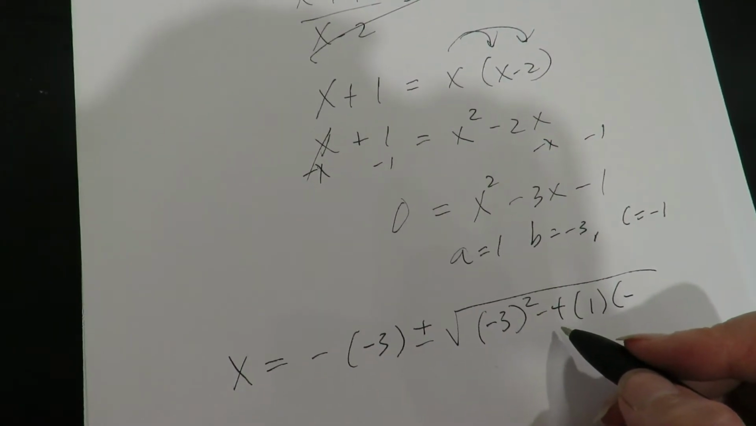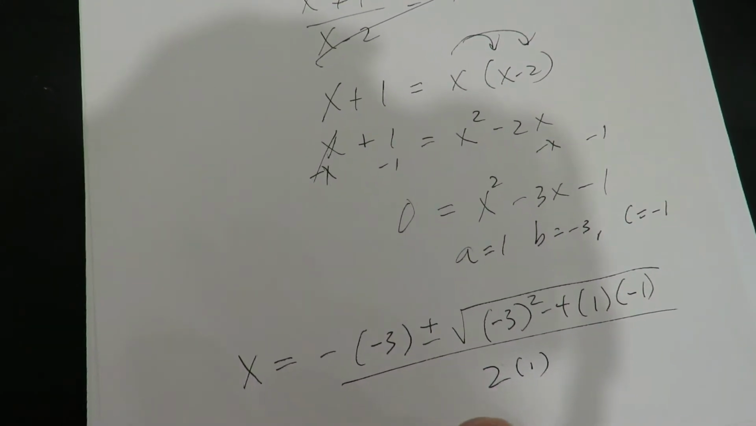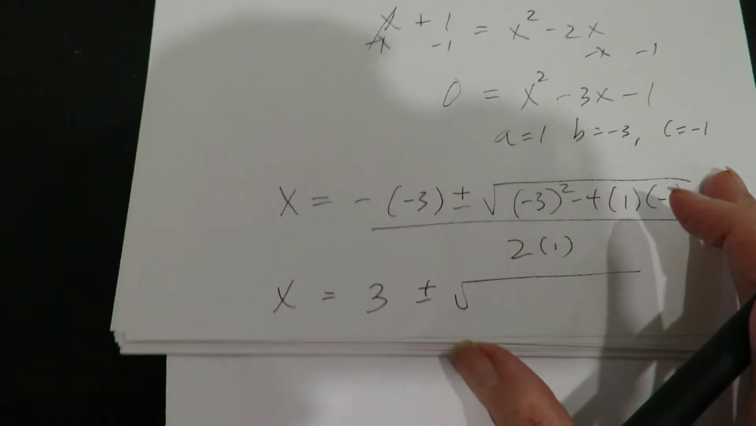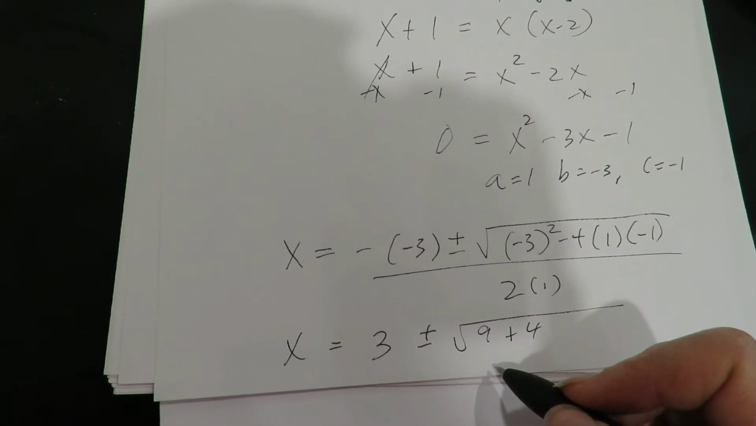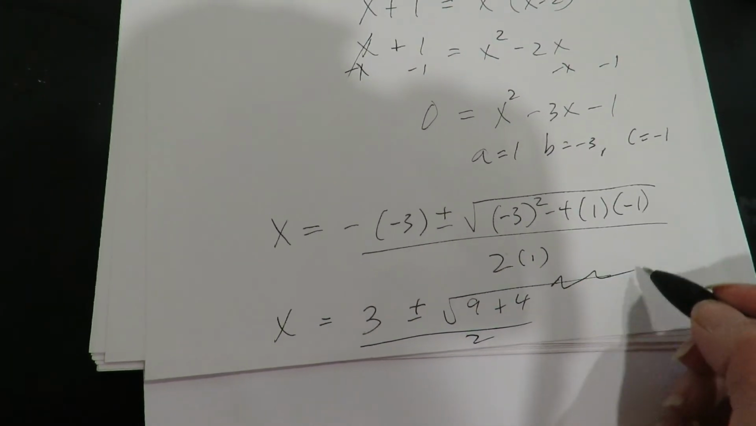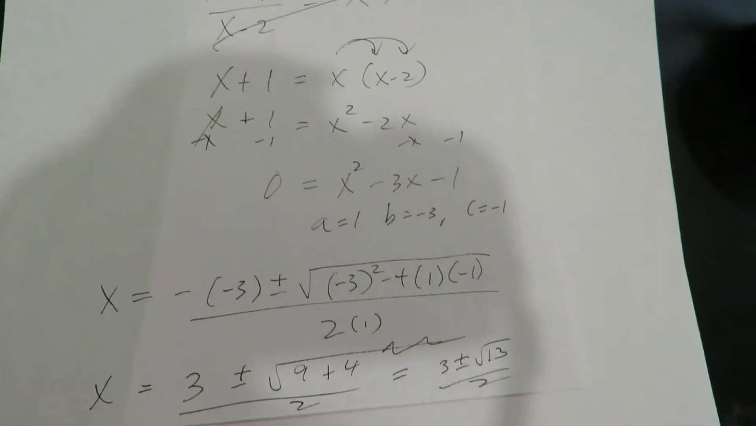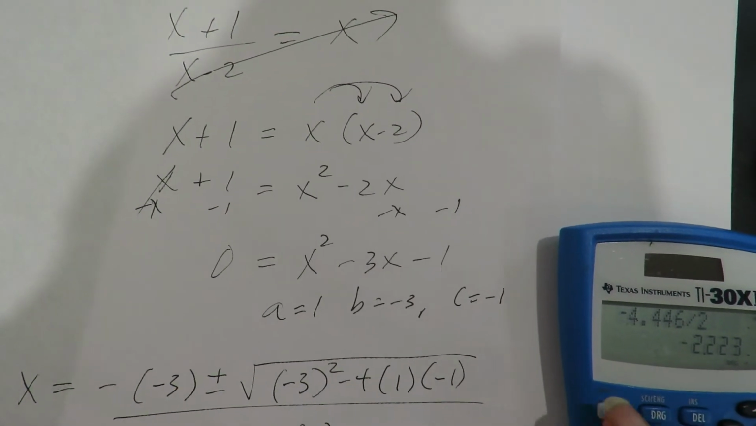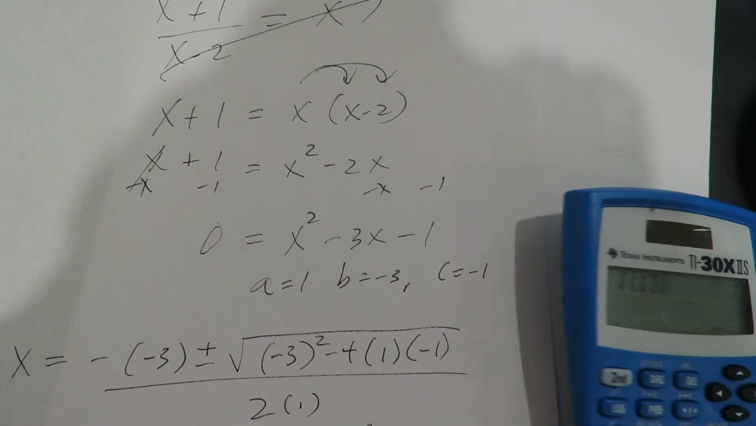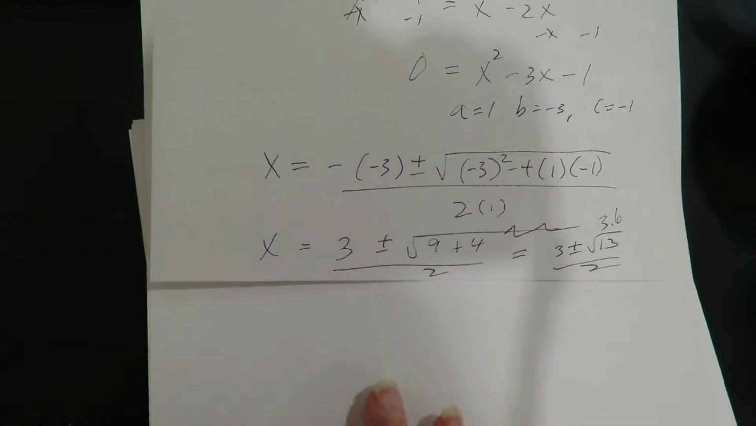Let's see, b squared minus 4ac all over 2a. We're going to squeeze this in here. I'm seeing 9 plus 4 over 2. 3 plus or minus radical 13 over 2. Okay, let's pop this in the calculator. What is our radical 13 going to look like? 3.6. Okay, so we're going to run into that problem we just ran into, but I'll catch it right away this time, so it'll be clearer for you.